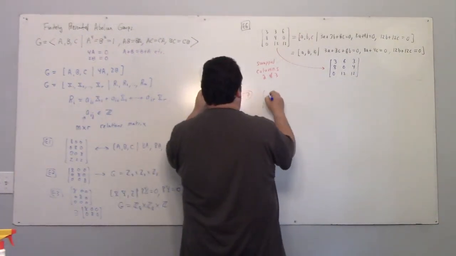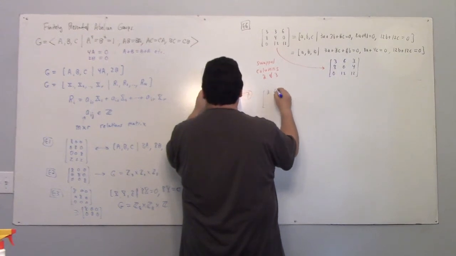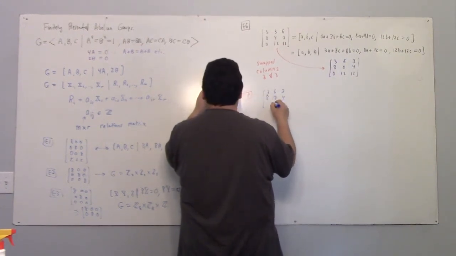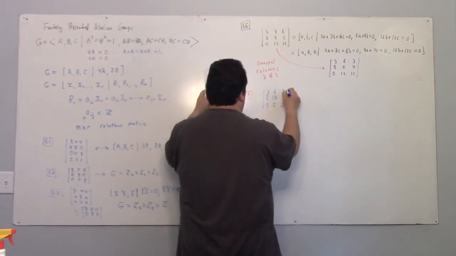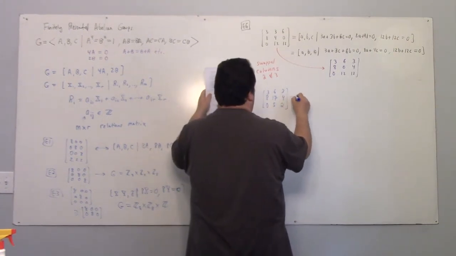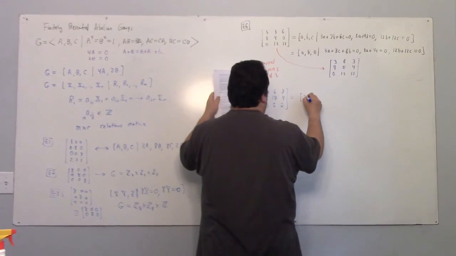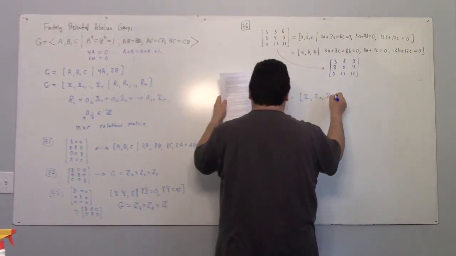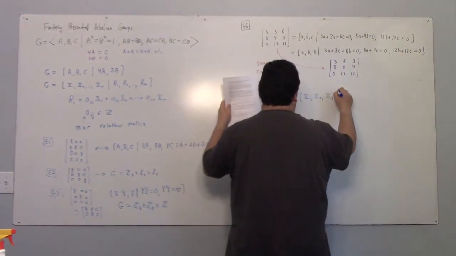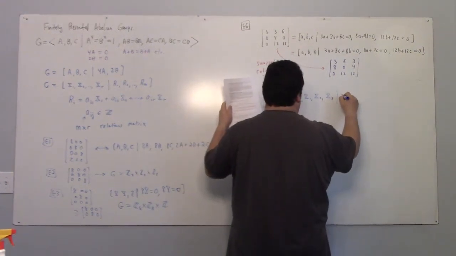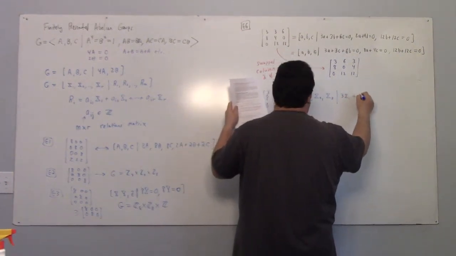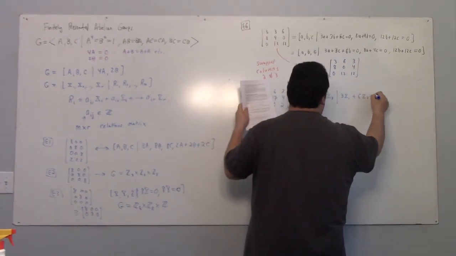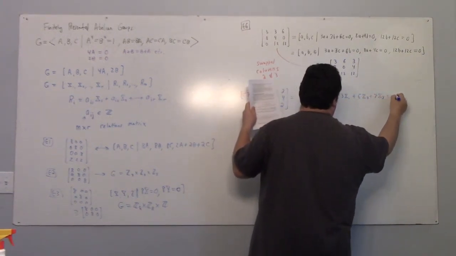So he's got 3, 6, 3, 8, 17, 4, 0, 5, 2. And he's using x1, x2, x3, such that of course 3x1 plus 6x2 plus 3x3 equals 0.